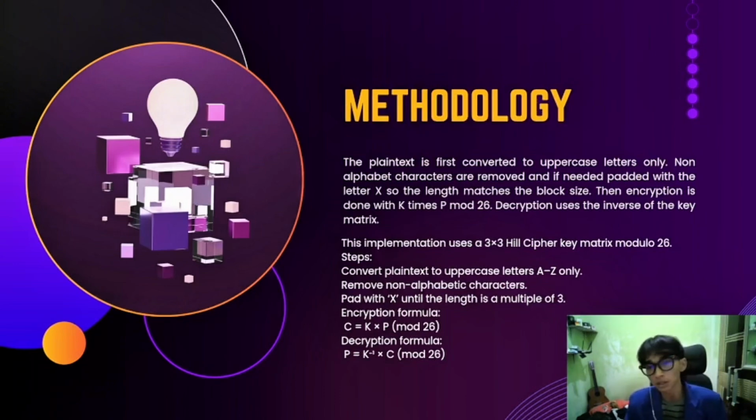This implementation uses a 3x3 Hill cipher K matrix modulo 26. For the steps, one, convert plain text to uppercase alphabet letters only. Remove non-alphabetic characters. Pad with X until the length is a multiple of 3. For the encryption formula, C equals key times P mod 26. For the decryption formula, P equals key inverse times C modulo 26.